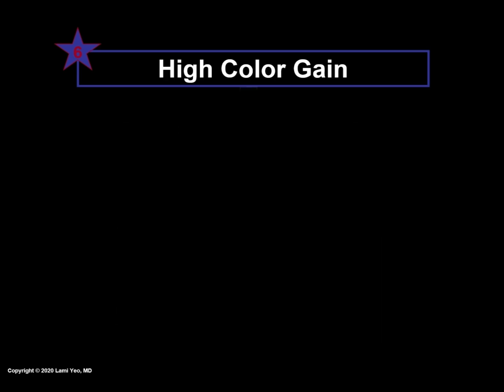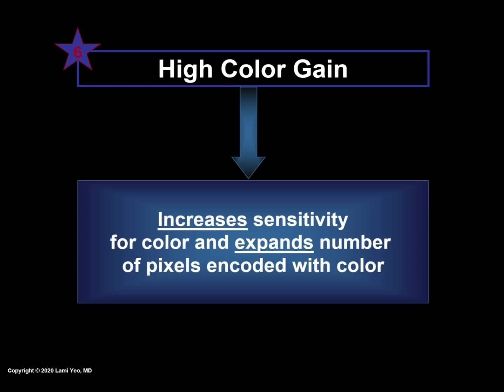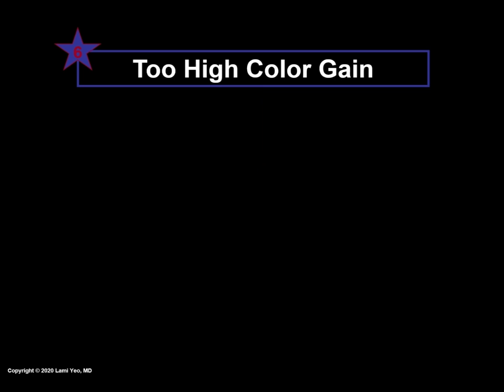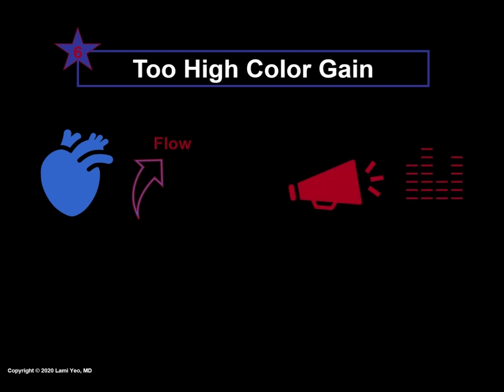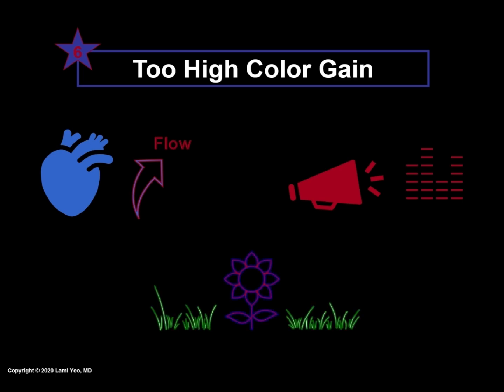Normally, when the color gain is high, this increases the sensitivity for color and expands the number of pixels encoded with color. But when the color gain is too high, this can lead to the image becoming affected by various artifacts, such as flow in non-vascular areas, color noise in a random pattern in the background, and blooming. Therefore, the color gain should be set to minimize these issues.